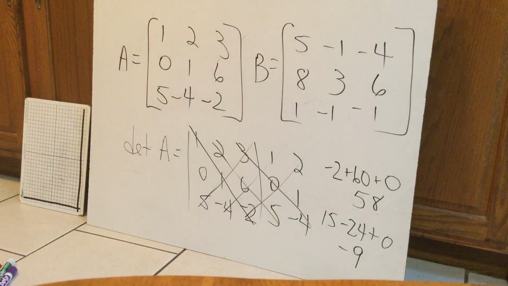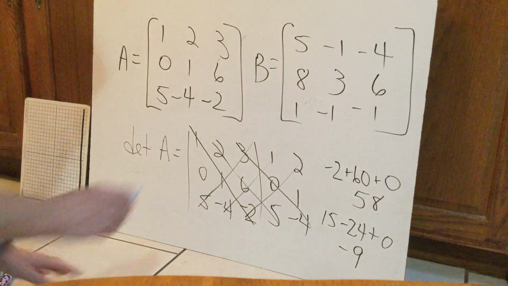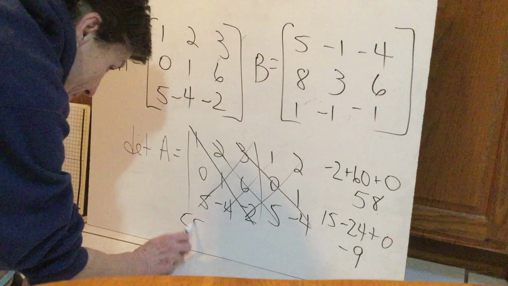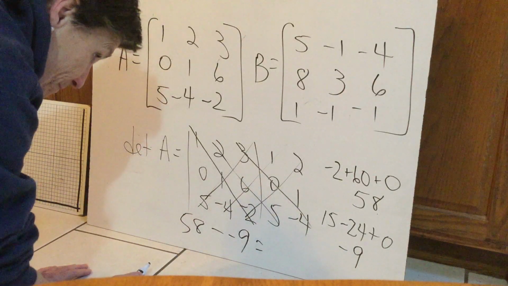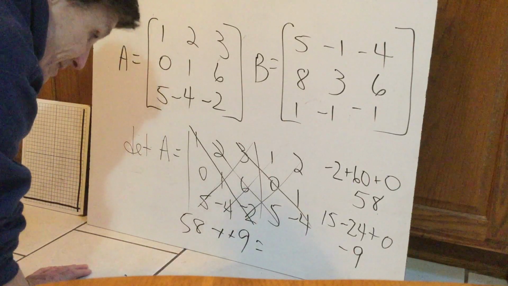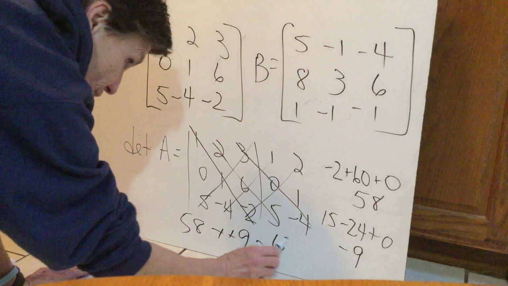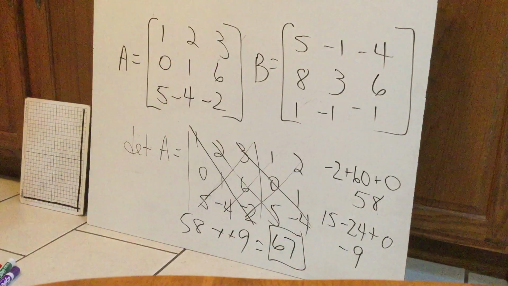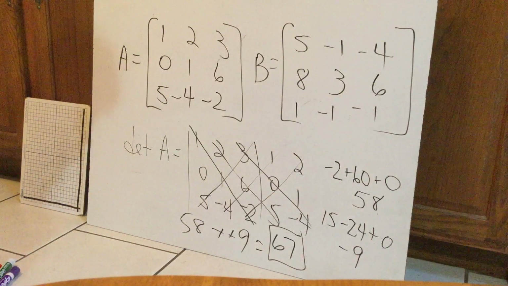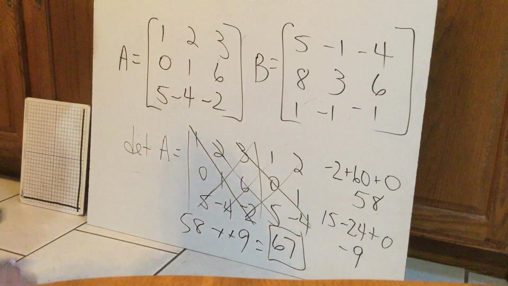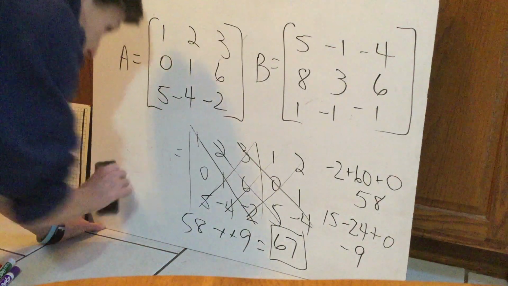Now the answer to the problem is going to be taking the first number I got, which is 58, minus the second number I got, which is -9. So 58 minus -9 is going to turn into 67, and that is the answer to the question. Okay? Now, we're going to use the same two matrices that I have up here. We're going to do another problem, another review problem.